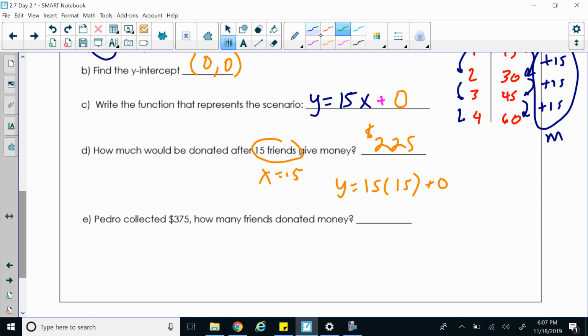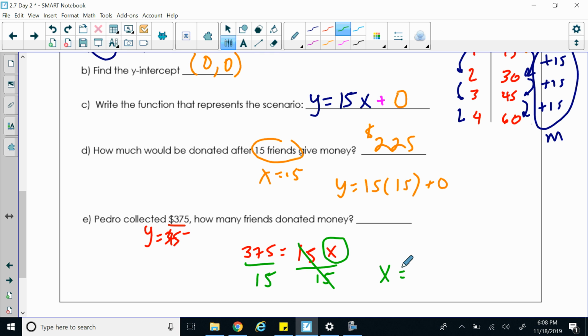The second thing is Pedro collected $375. How many friends donated? If you're getting 375, that's your y value. So 375 equals 15 times x plus 0. I'm not even going to write plus 0. We're going to solve for x: how many people gave money? So we divide by 15. What you're going to get is x equals how many friends? 375 divided by 15 is 25. So we're going to say 25 friends.